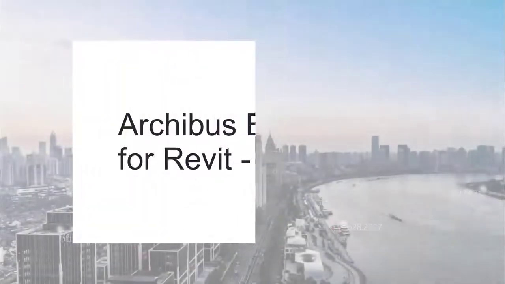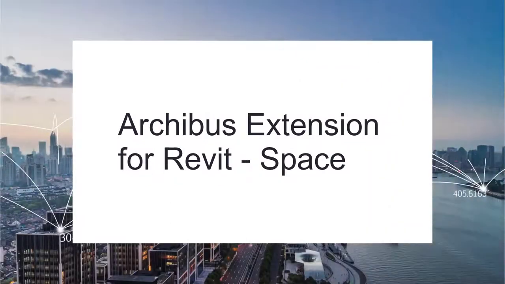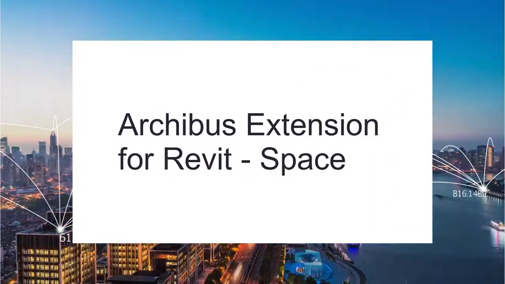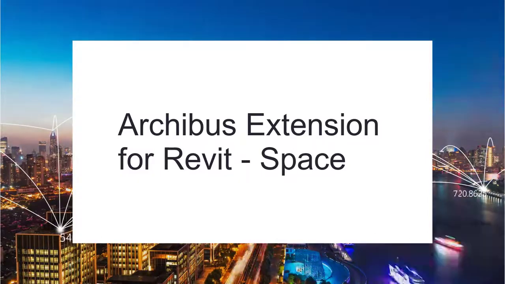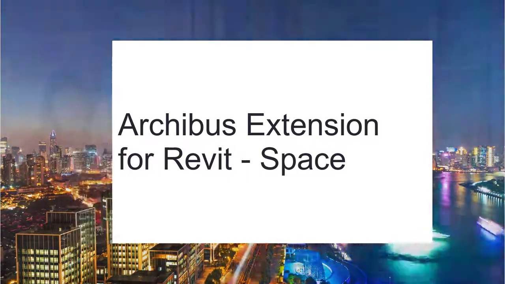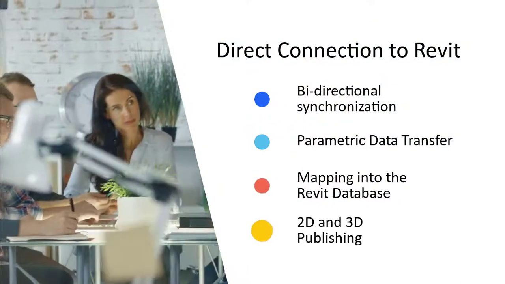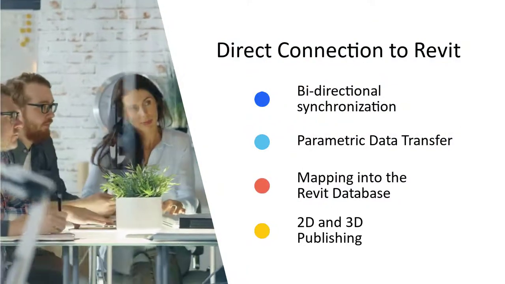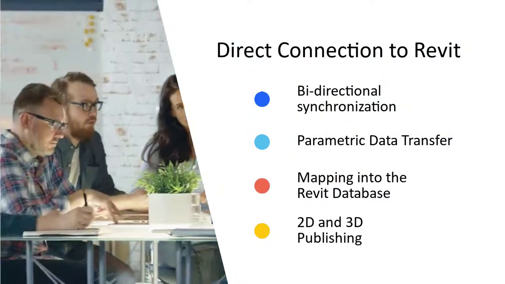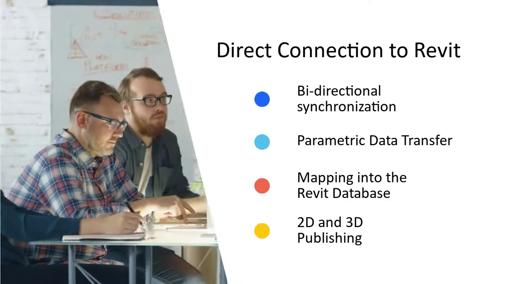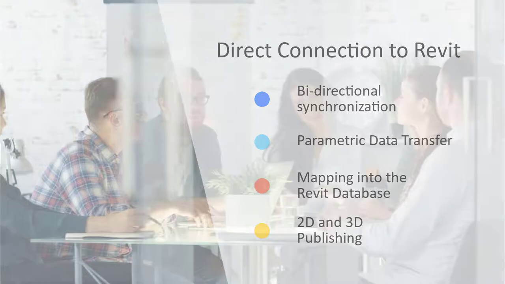The Archibus extension for Revit is a dedicated application that allows users to extract data directly from the Revit model. The tool provides a bidirectional synchronization between Revit and Archibus, maps parametric data by family, and transfers published enterprise graphics from the model in 2 or 3D into Archibus.